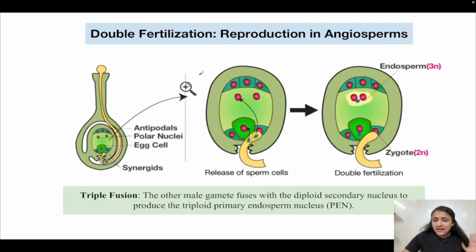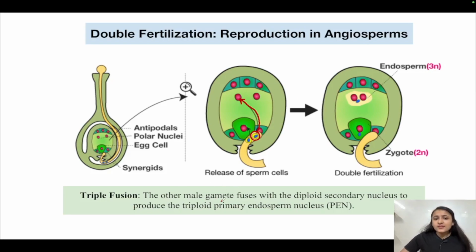Now, syngamy has happened. What about the other male nucleus? The other male nucleus goes and fuses with the two polar nuclei of the central cell in order to form a triploid primary endosperm nucleus.